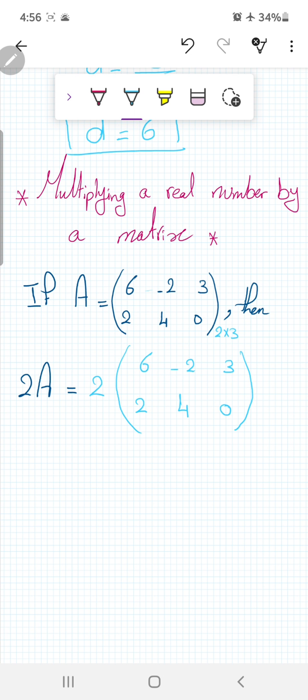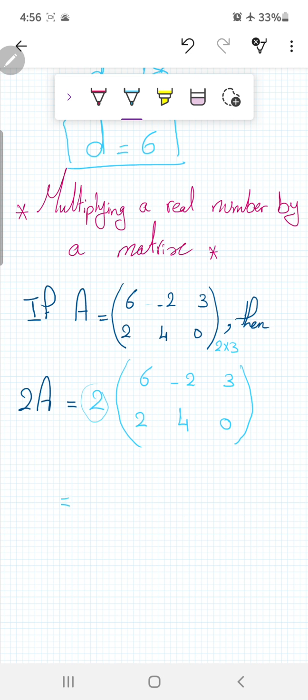So we want to get 2 multiplied by the matrix, so 2 multiplied by every element in this matrix. First, 2 multiplied by 6 equals 12. 2 multiplied by negative 2 will be negative 4. 2 multiplied by 3 will be 6. 2 multiplied by 2 is 4. 2 multiplied by 4 is 8. 2 multiplied by 0 equals 0. So here we have 2A.